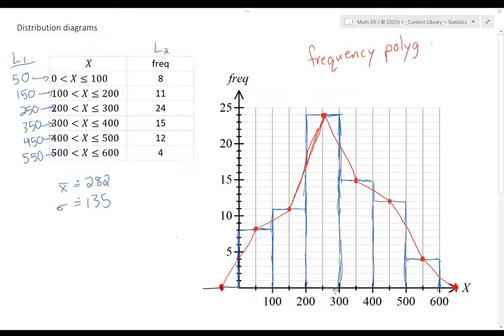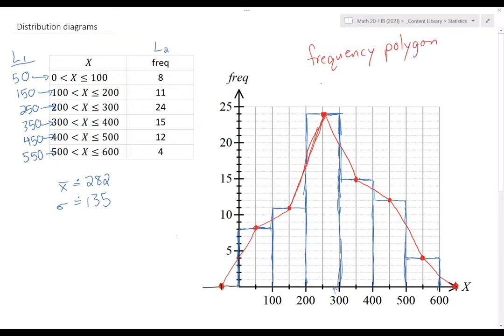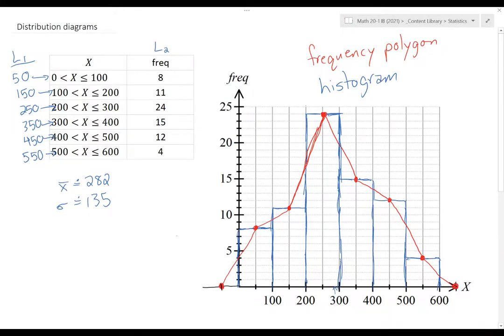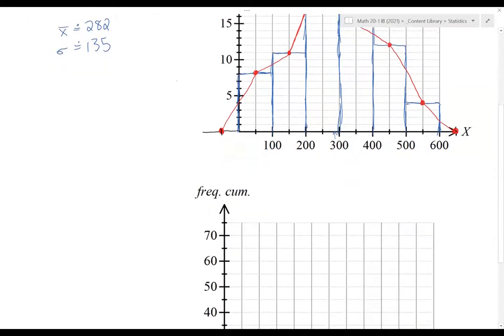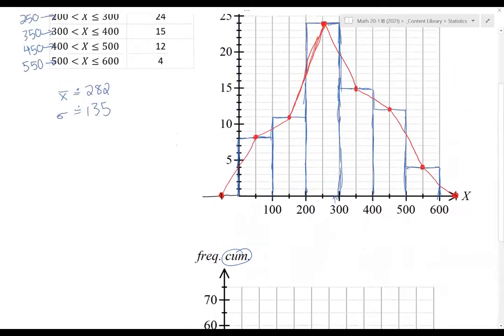Now we don't usually do both on the same grid. I just am showing both things. You usually would do one or the other, either the histogram or the frequency polygon. The other thing that we can do is what's called a cumulative frequency polygon. So cumulative meaning as it goes. So what we need then is a cumulative frequency.